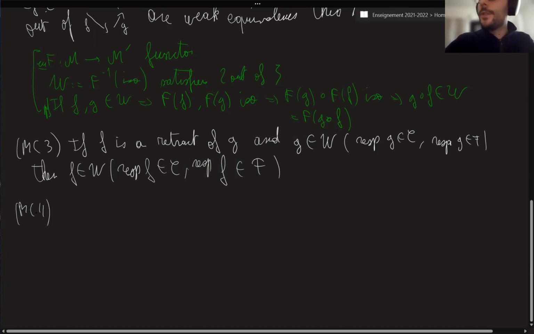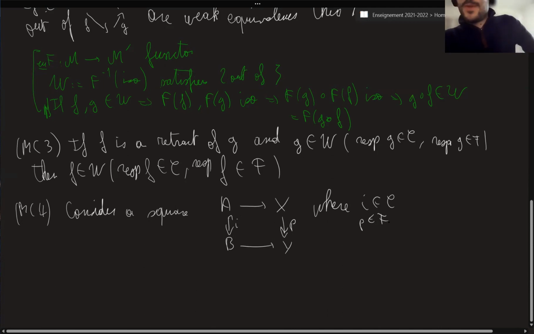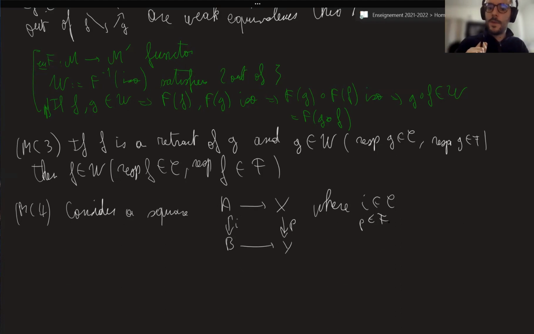Now we get to the really more difficult part. So consider a square like that, where I is a cofibration and P is a fibration. So you have a square. On the left, you have a cofibration. On the right, you have a fibration.